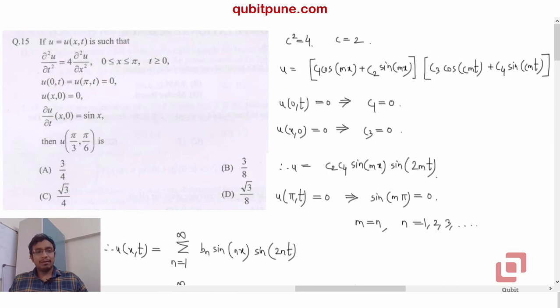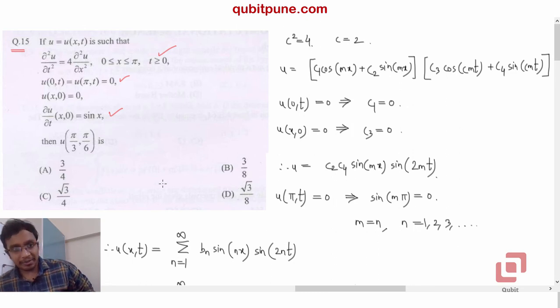Let's now go to question number 15, which is based on partial differential equations, specifically wave equation. If u is u of x comma t, and it is such that del squared u by del t squared is equal to 4 into del squared u by del x squared for values of x lying between 0 and pi, t greater than or equal to 0, with conditions u of 0 comma t equal to u of pi comma t equal to 0, u of x comma 0 equal to 0, del u by del t at x comma 0 is equal to sin x, then u of pi by 3 comma pi by 6 is 3 by 4, 3 by 8, root 3 by 4, root 3 by 8.